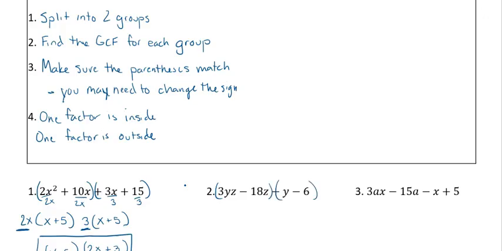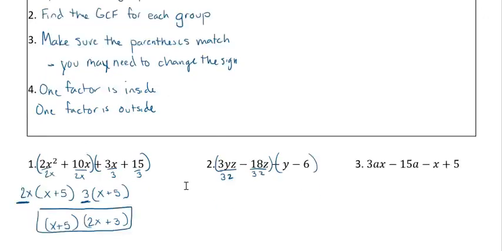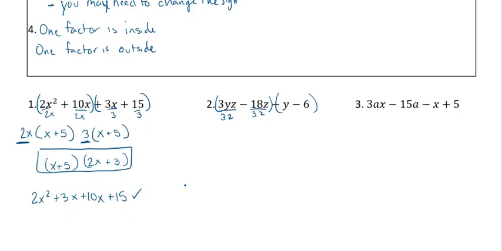Okay, here, 3yz minus 18z. My GCF there, I can divide both of those by 3, and they also both have a z in common. Okay, so that means 3z is my GCF. And then here, 3 divided by 3 is 1, z divided by z is 1, so that just leaves me with y. And then negative 18 divided by 3 is negative 6, and my z's cancel out.